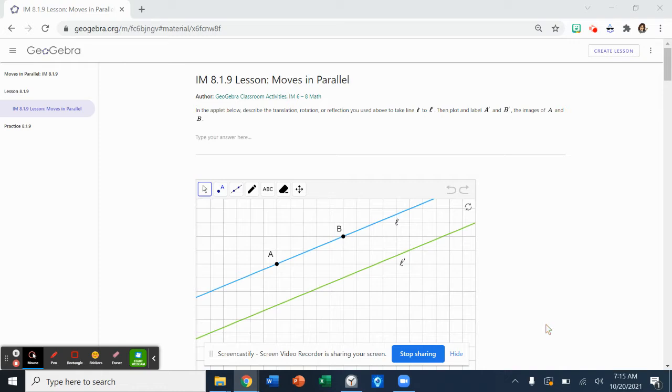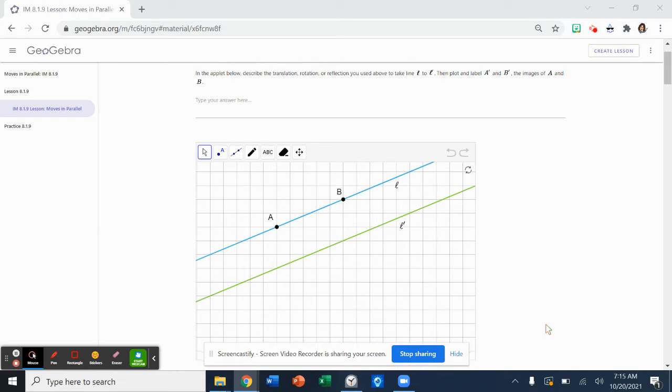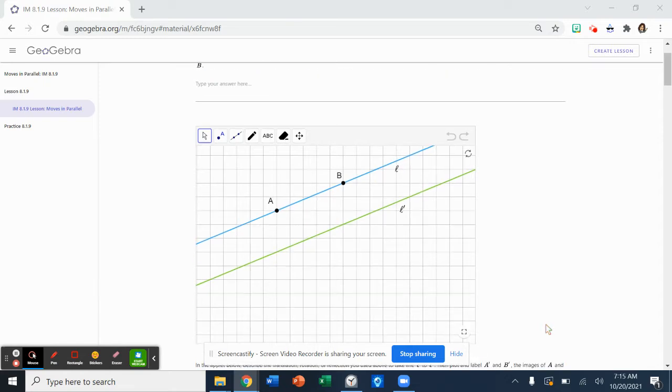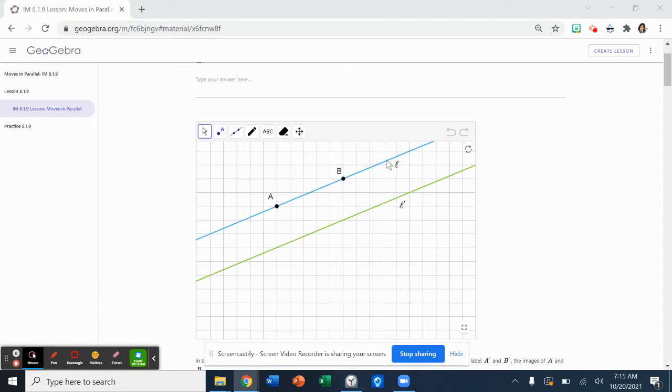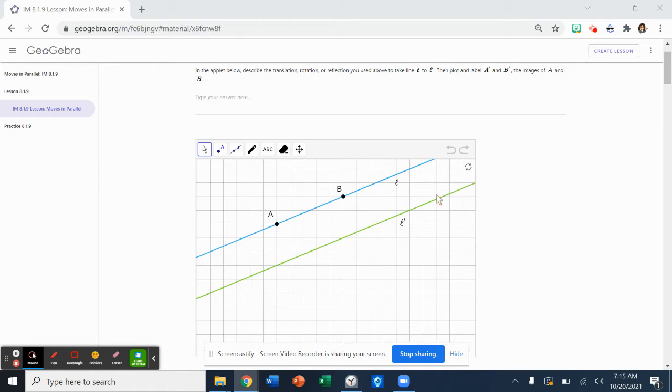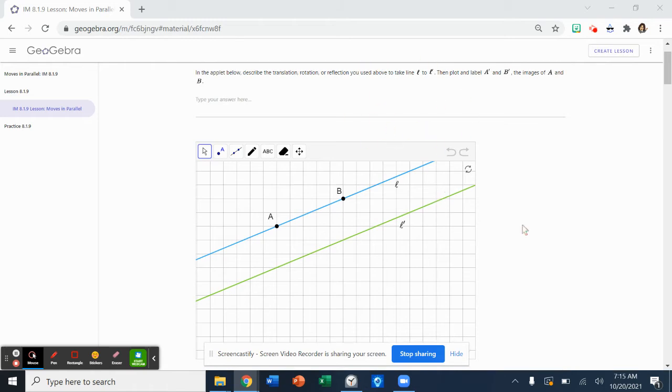use to take line L to line L prime. Then plot and label A prime and B prime, the images of A and B. So your job is to explain to me what translation you could use to get from the blue line to the green line. Go ahead and type your answer there.